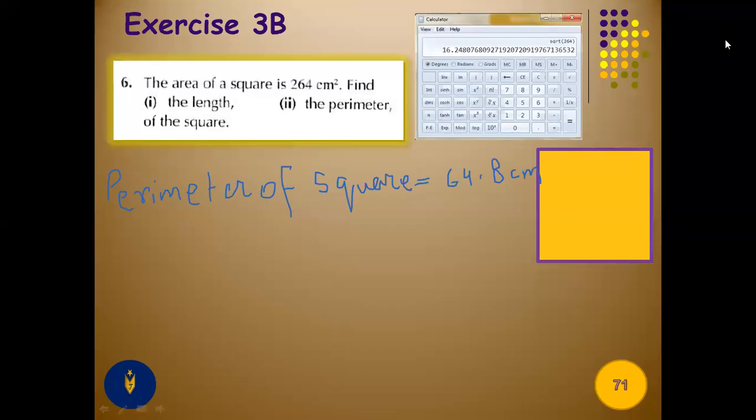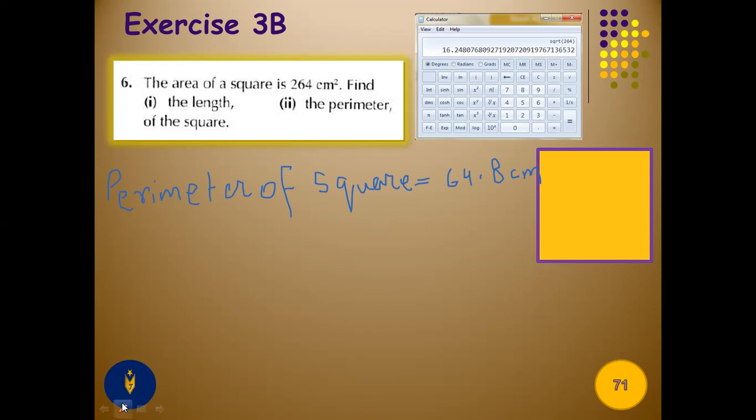So in this video, I would like to clear one or two points related to question number 6 of exercise 3B. In the last video, we covered question number 6 of exercise 3B, and we found the length and the perimeter of the square. The perimeter of the square we got was 64.8 centimeter, just by adding all the sides of the square together. In this way, we got the perimeter. The value of the perimeter of the square is 64.8.